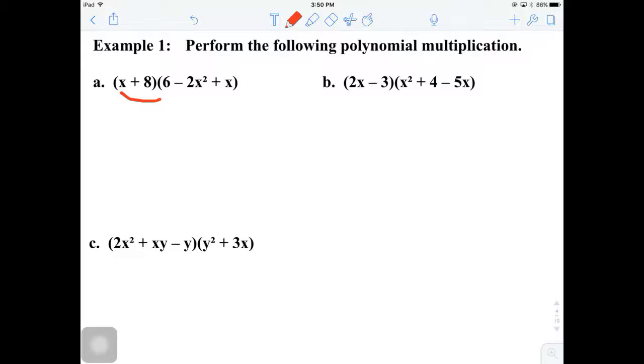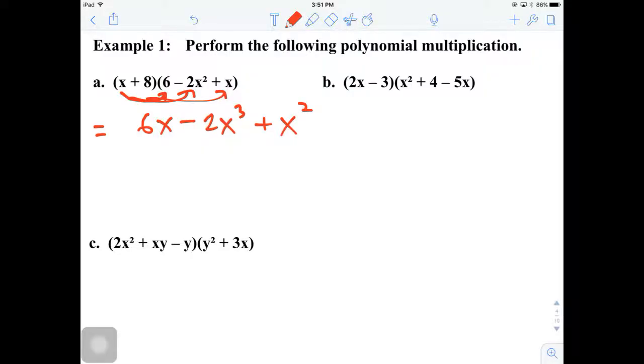We're going to distribute the first term in the first parentheses into all 3 terms of the second parentheses. So we have x times 6, which is 6x. Another trick that I tell the students to do is to line up the common terms. So right now, I'm going to show you guys the vertical method. So I'm going to multiply x times 6 with 6x, and then we have minus 2x to the third, and then plus x squared.